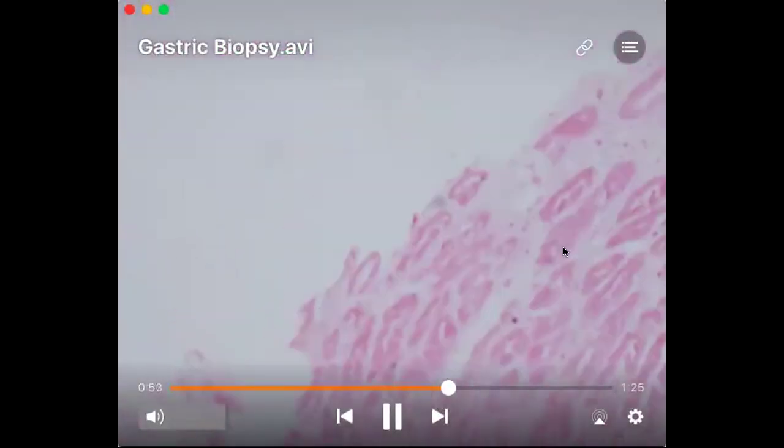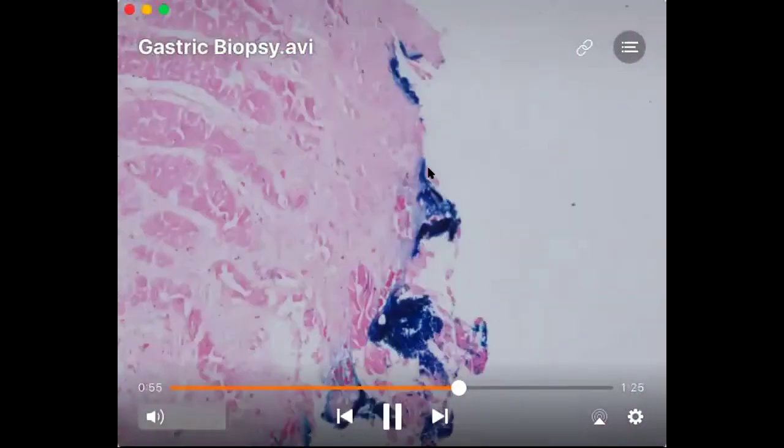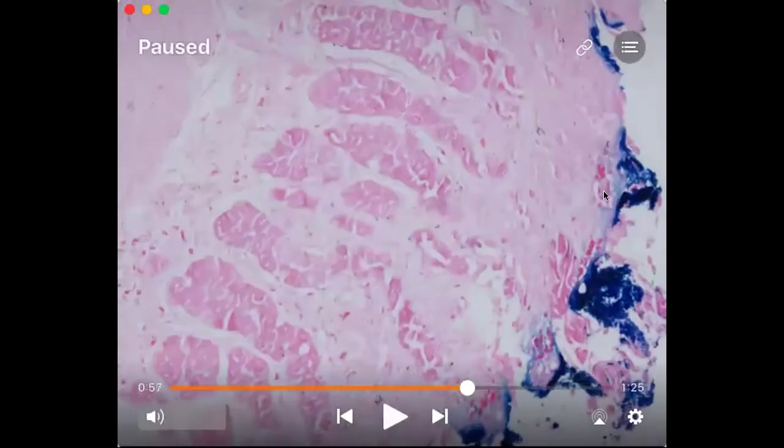Now, another thing that you could do is get a Perls stain, and on Perls stains, these golden brown deposits are going to be beautifully Perls positive. So these are the deposits that we were seeing here. And then you could also make out that many of these deposits are beautifully Perls positive.